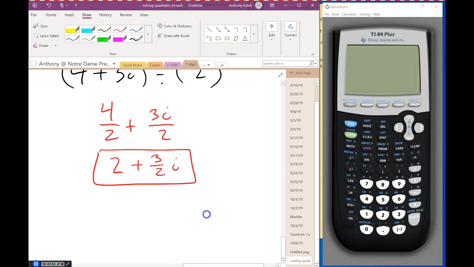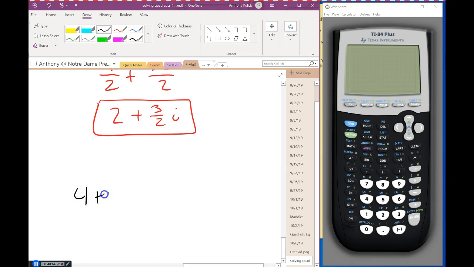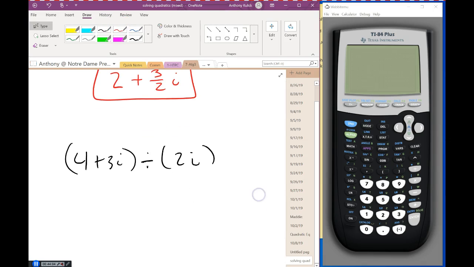Let's look at another example. Not yet, although it gets a little worse here. So I need to do the same thing.